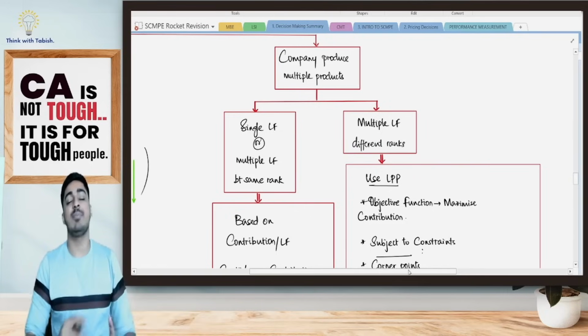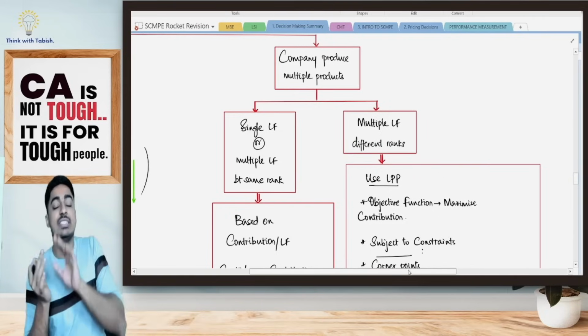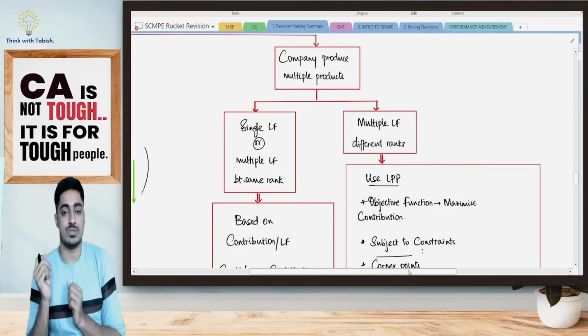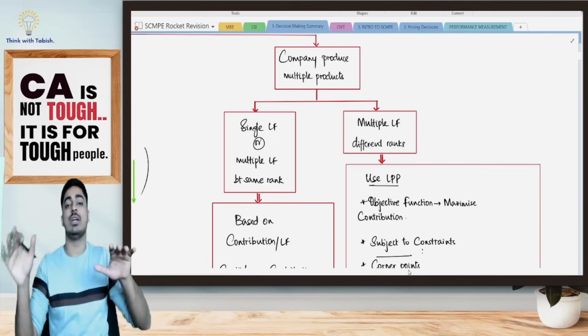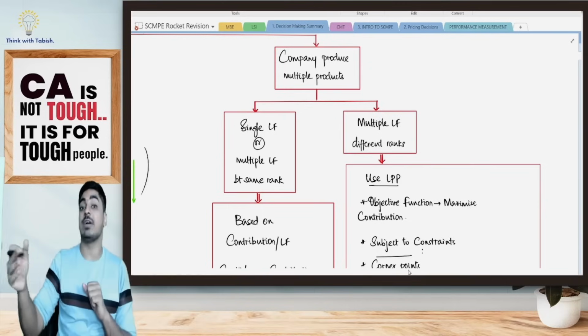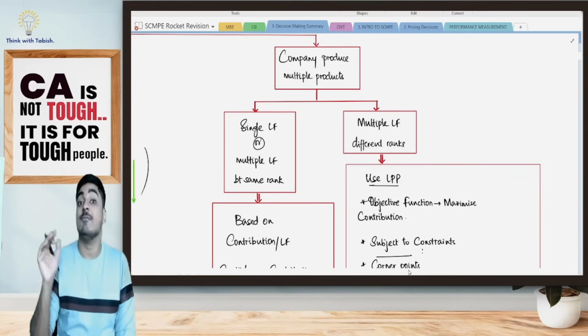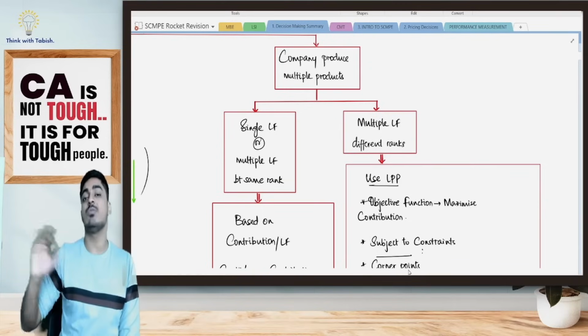Is it clear? I'm telling, no, I'm producing more than one product. I just want to know in which priority should I produce? Now, again, I'm asking about limiting factors: you're having a single limiting factor or multiple limiting factors. In multiple limiting factors, again, whether rank as per all limiting factors is same or is it different?